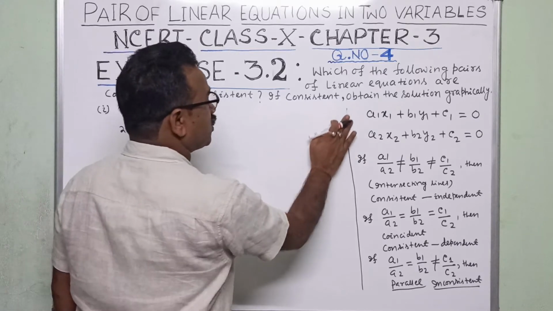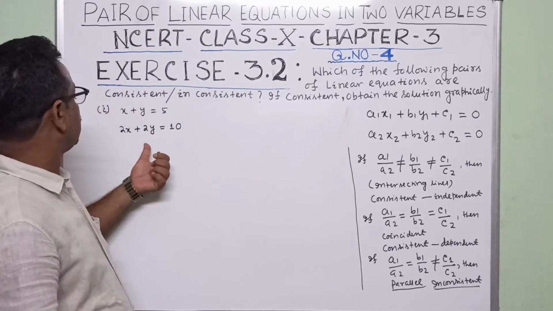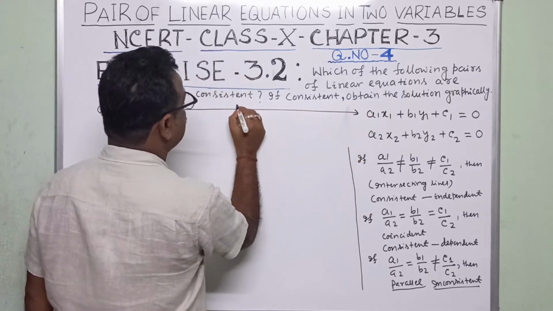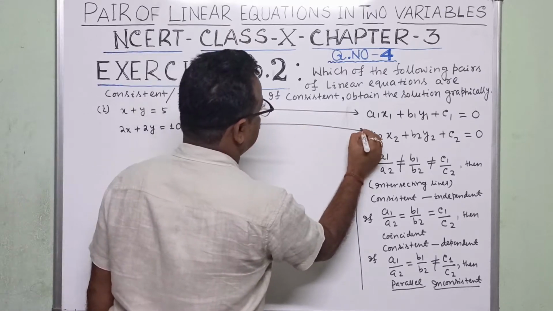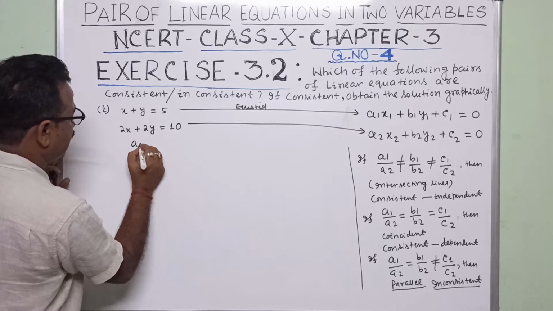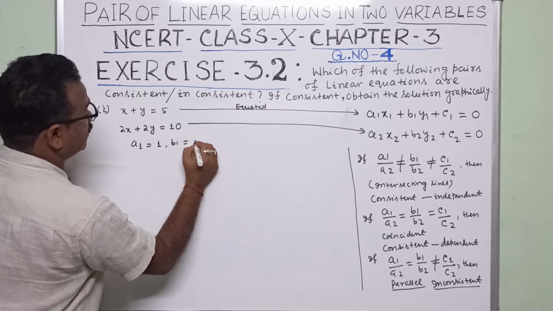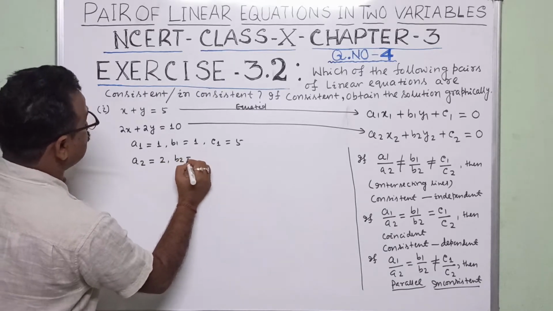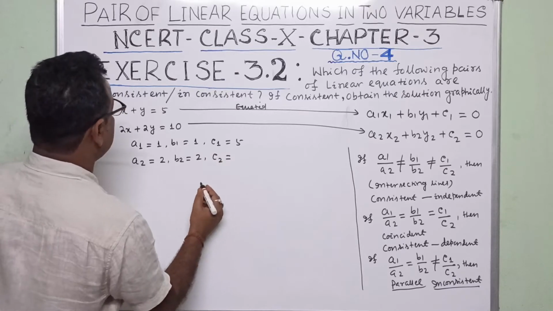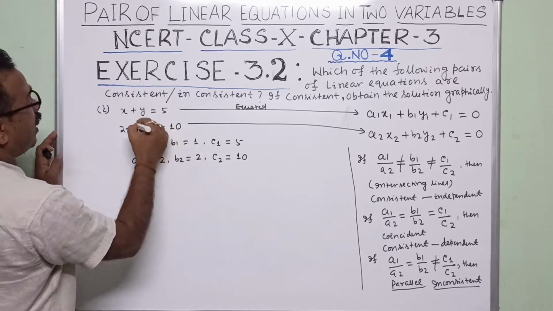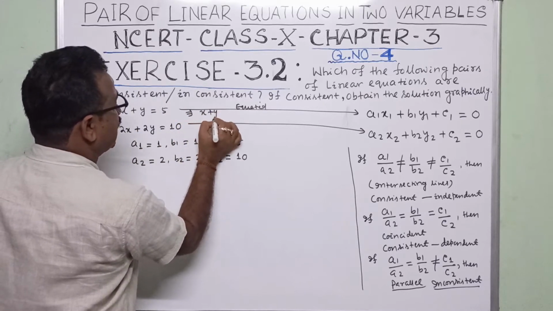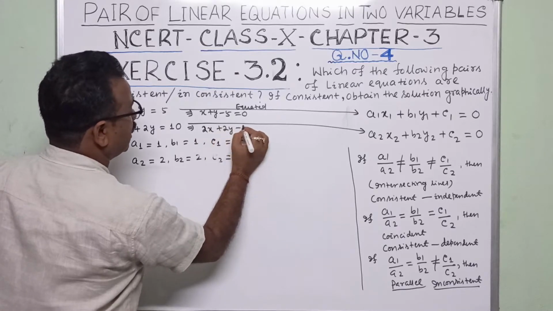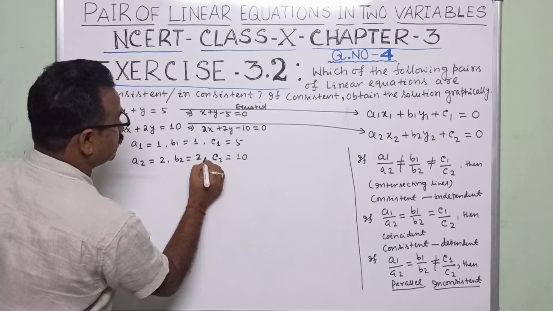Now we are given two equations. What are the equations? x plus y is equal to 5 and 2x plus 2y is equal to 10. Now we will equate the first to the general form and the second to the second one. Here a1 is equal to 1, b1 is equal to 1, c1 is equal to 5. Here a2 is equal to 2, b2 is equal to 2, c2 is equal to 10. I have not brought it into general form; I can write x plus y minus 5 is equal to 0, and 2x plus 2y minus 10 is equal to 0.